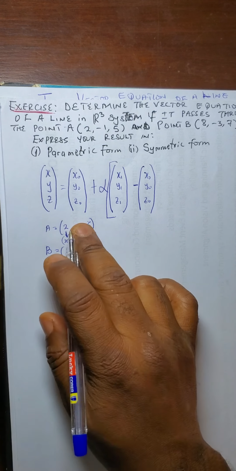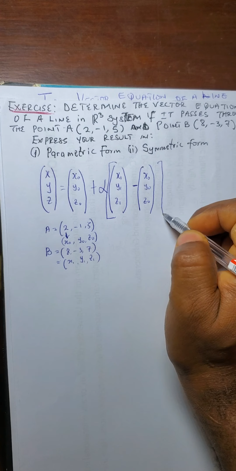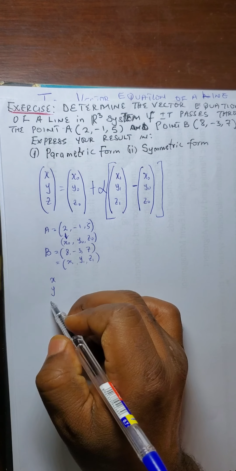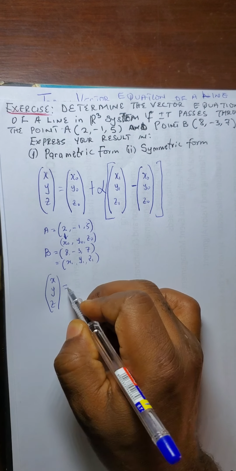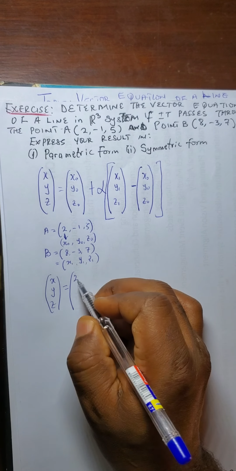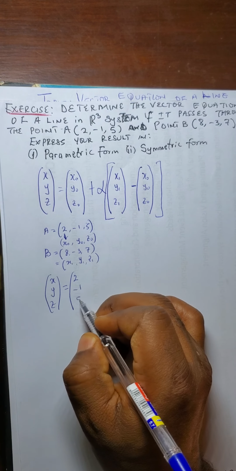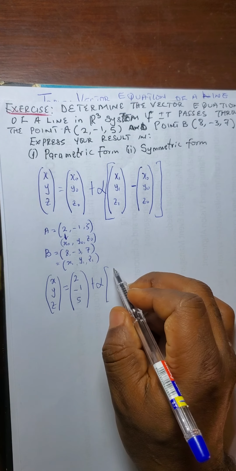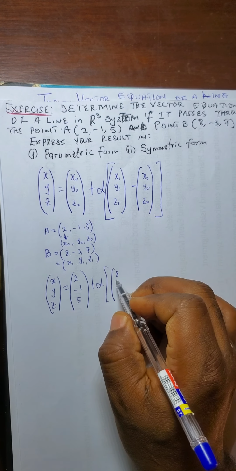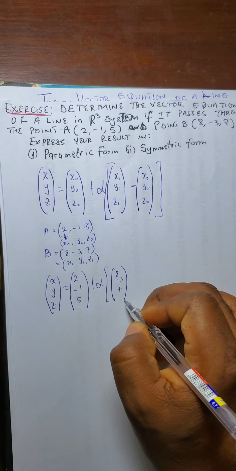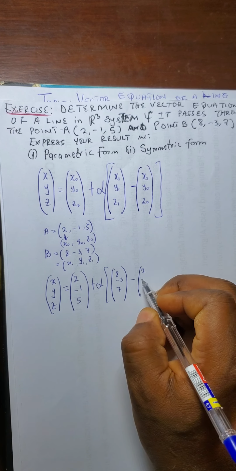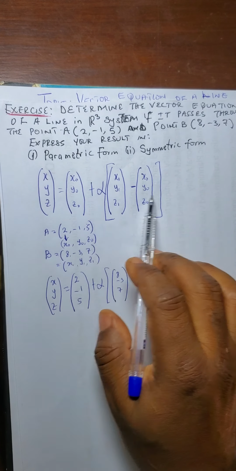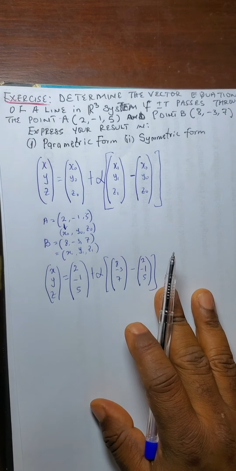Now, I'm going to substitute what I have here in this equation. So my vector equation can now be stated as the column vector x, y, z is equal to 2, minus 1, 5, plus the scaling factor of the difference between these two vectors, that is 8, minus 3, 7, minus 2, minus 1 and 5. So what I have here is the substitution into the vector equation that we have up there.